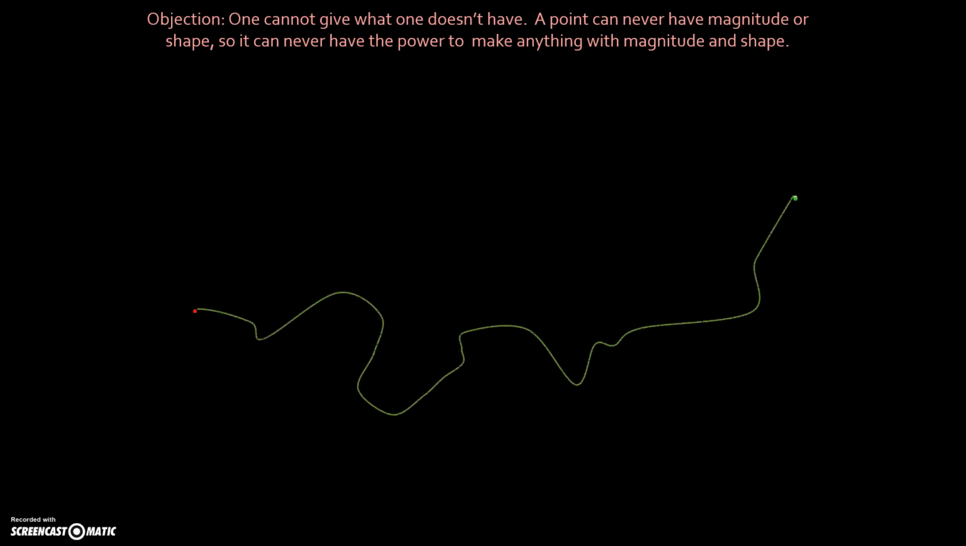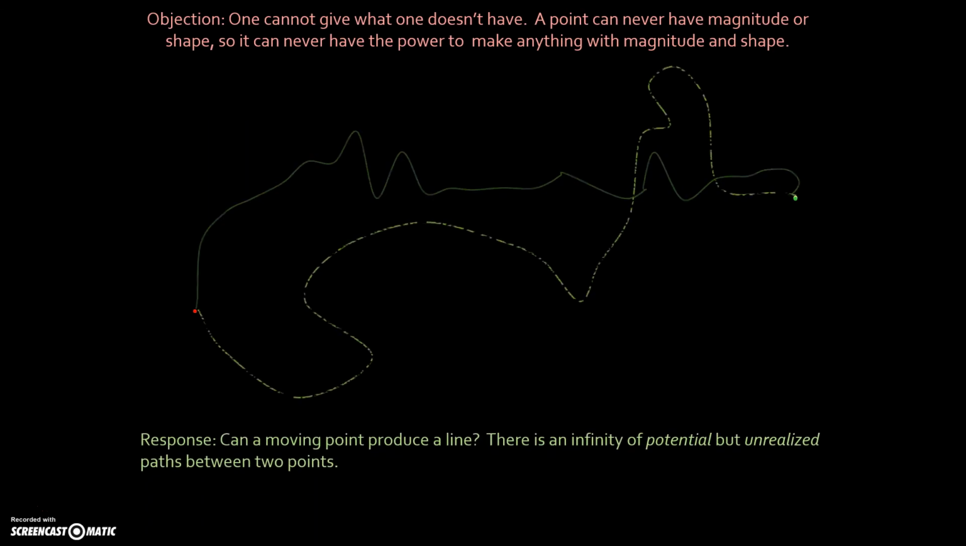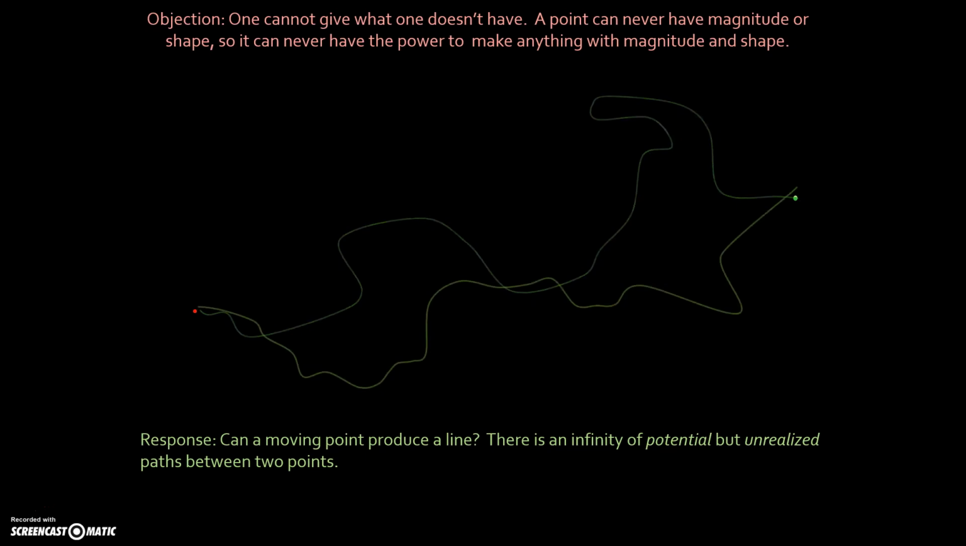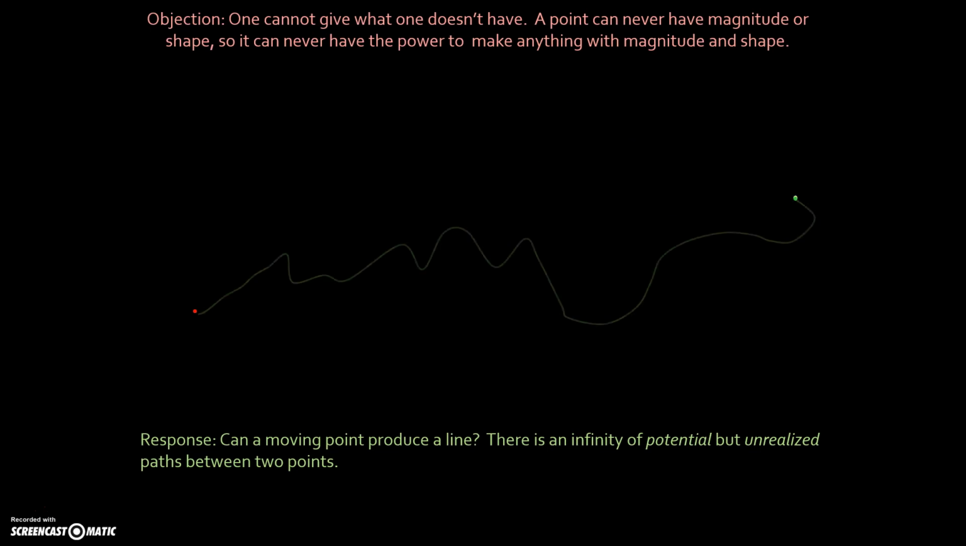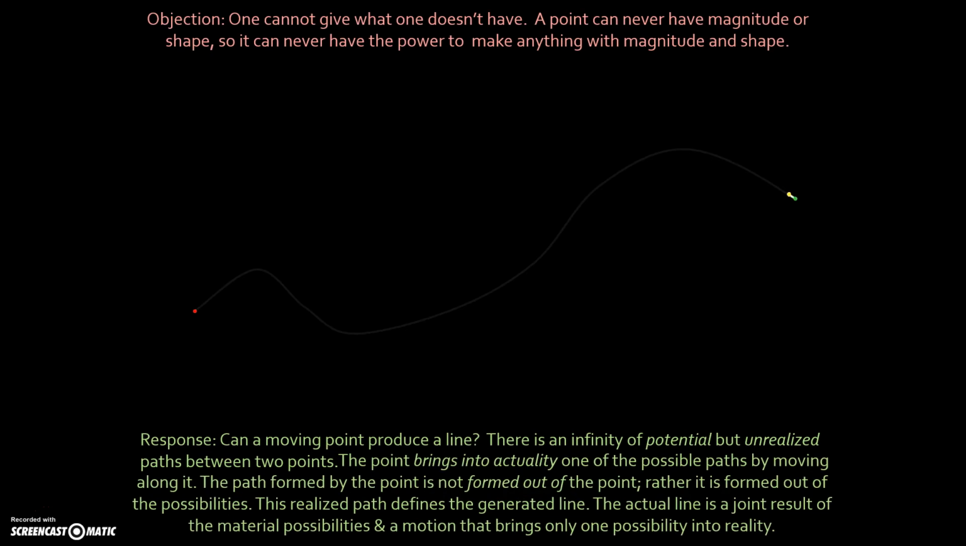Between any two points, there are an infinity of paths that the point can take as it moves from start to finish. Can a moving point produce a line? It is important to recognize that this infinity of paths is not an actual infinity, but a potential infinity, an infinity of unrealized paths between the two points. The point brings into actuality one of the possible paths by moving along it. The path formed by the point is not formed out of the point. Rather, it is formed out of the possibilities.